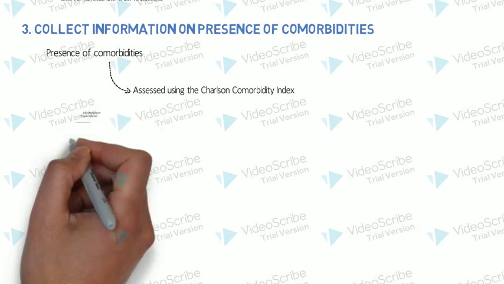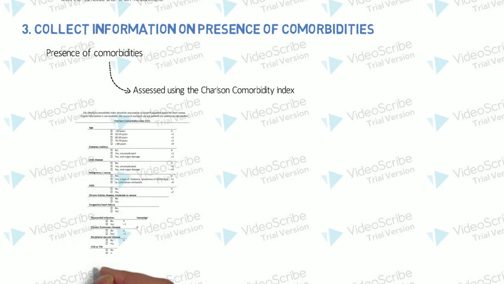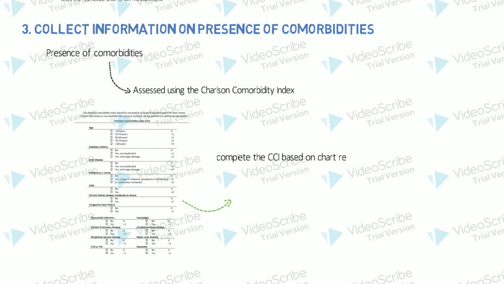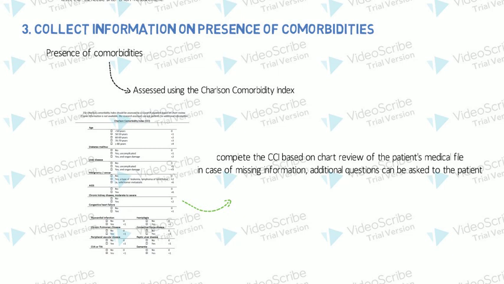Finally, we will collect information on the presence of comorbidities in our patient. Whether or not comorbidities are present will be determined using the Charlson Comorbidity Index. In the data collection form, you can find also 1 page of information which you need to complete in order to determine which comorbidities are present in the study. Complete this index based on the chart review of the patient's medical file. But in case some information is missing, you might ask additional questions to the patient.